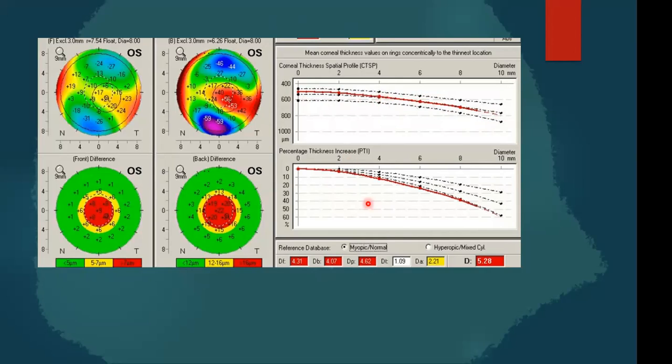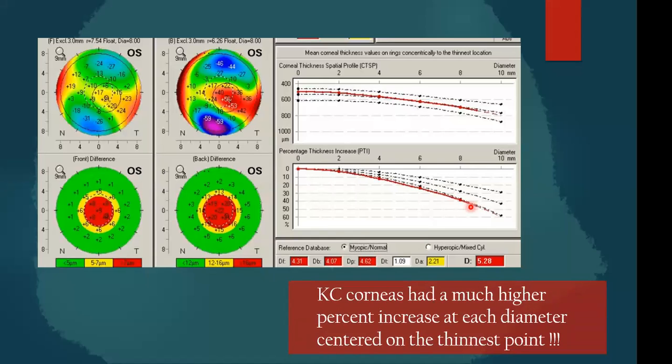Similarly, for this percentage thickness increase, it is absolutely lying outside the 2 standard deviation, and hence it is to be taken as a red flag sign. So keratoconic corneas had a much higher percentage increase at each diameter centered on the thinnest point.